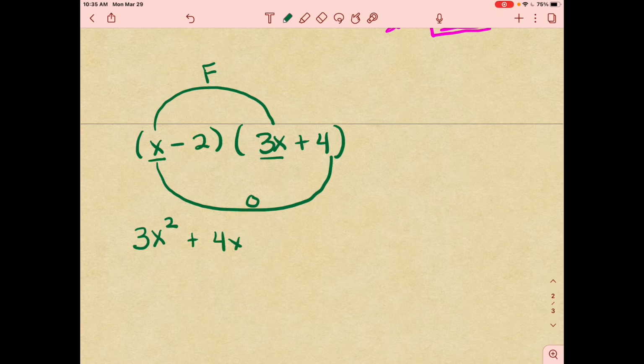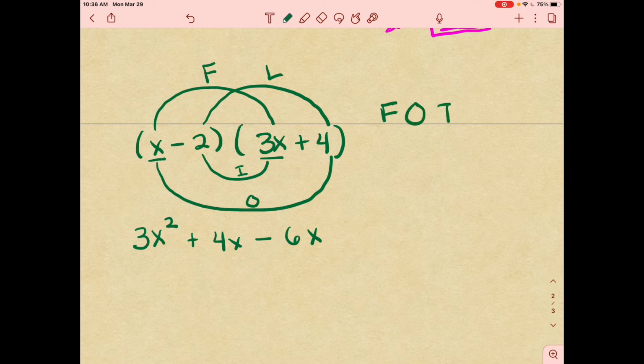And then we're going to do our inner, our I, that's the very innermost terms. We're going to have negative 2 times 3x, which will give us negative 6x. And then we're going to do last, the very two last terms. We've done first, outer, inner, last. The last term is negative 2 times 4, which is negative 8.